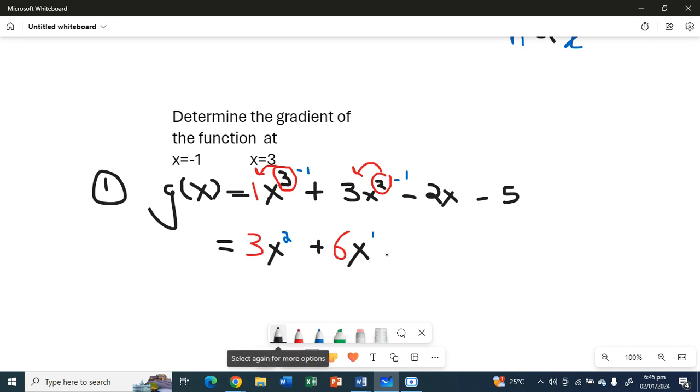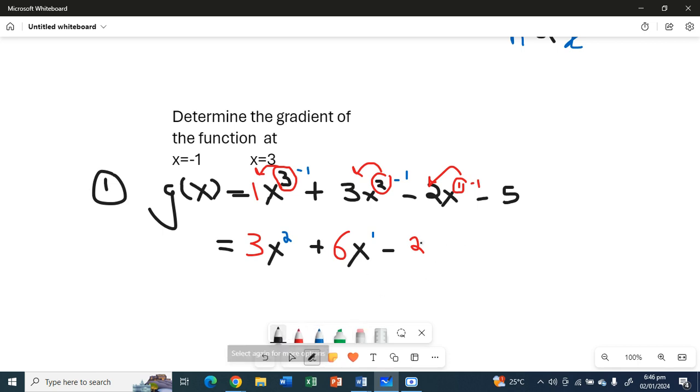Minus, and here we have 2x. This x is like x to the power 1. So we're going to say 1 times 2, that gives us 2. Then we subtract 1 from the exponent. 1 minus 1 is 0. So we have 2x to the power 0. If we remember from indices, anything to the power 0 is the same as 1. So we don't even need to indicate this x to the power 0 because it becomes 1.